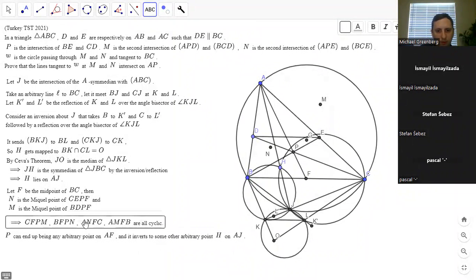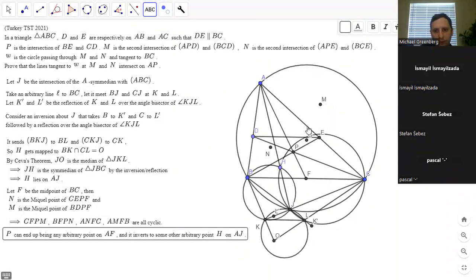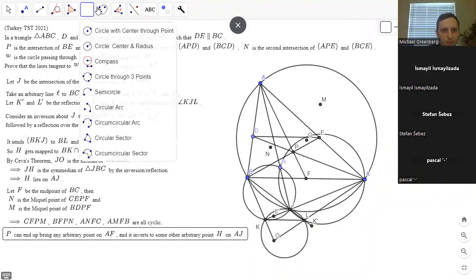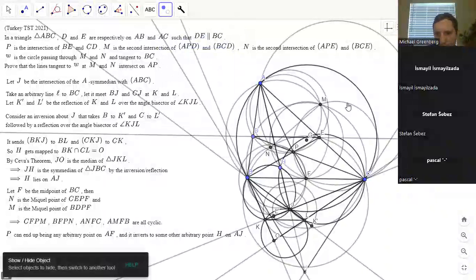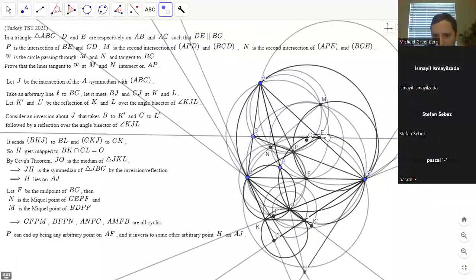And so what do we want to show? We wanted to show that the circle M and F, so M would invert to, does M invert to K? Is that right? M inverts to K and N inverts to L. Let's see. So M lies on this circle, and it also lies on, what is it, ABMF.